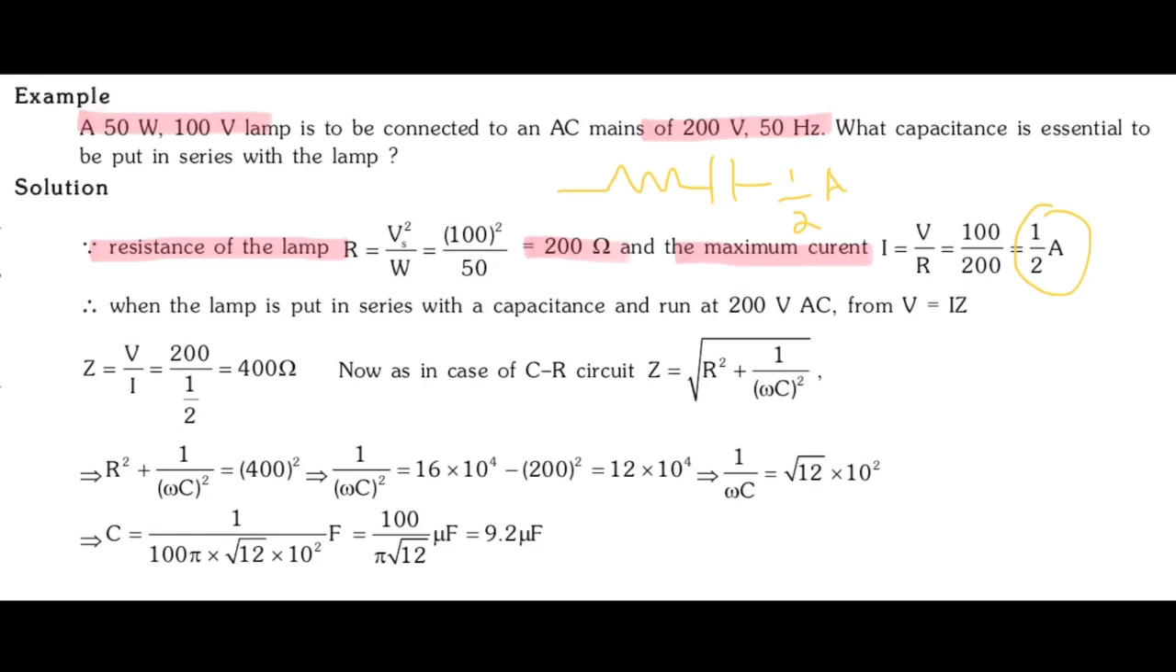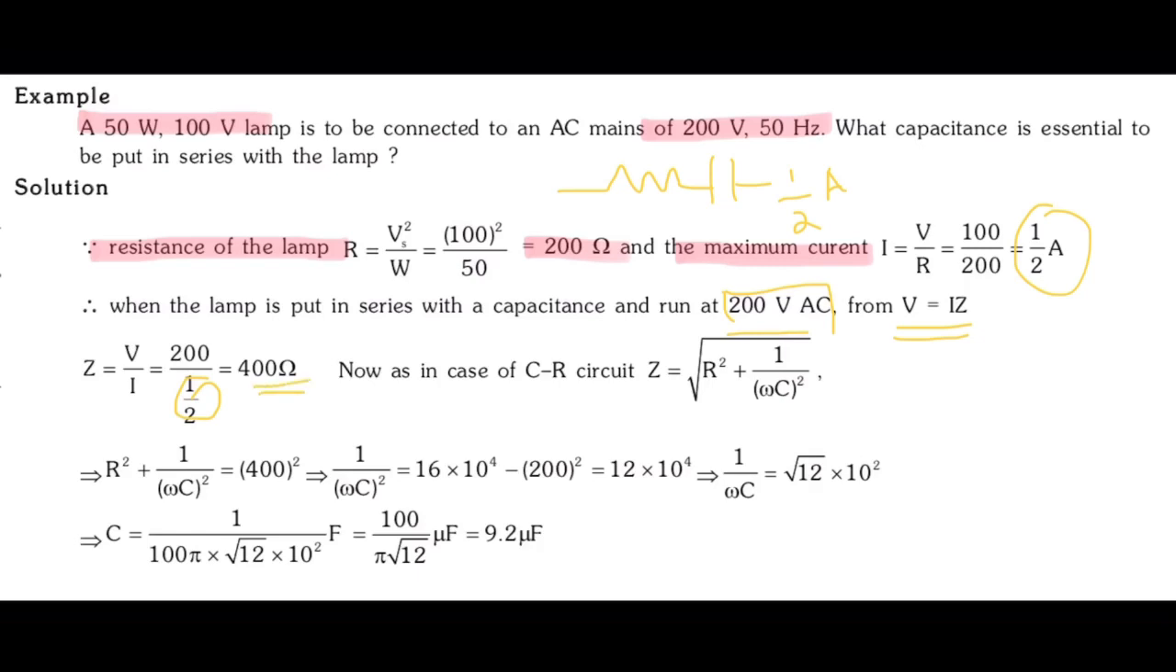Now we are going to connect this lamp to 200 volt AC. Just concentrate on this value, 200 volt AC. Now we use the next equation, which is once again Ohm's law: V equal to I times Z. Why are we using Z? Because this circuit contains reactive components like a capacitor. So we rewrite Ohm's law as V equal to I times Z, from which we get Z equal to V by I. The current is half ampere, so we get Z equal to 400 ohm.